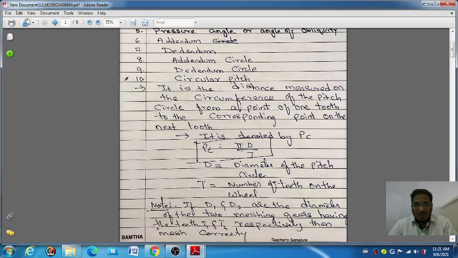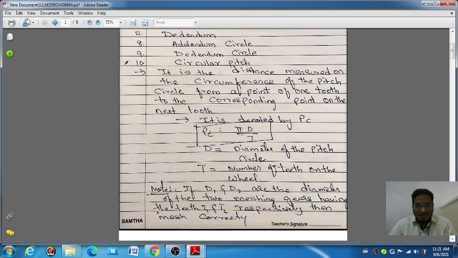The circular pitch is denoted by PC is equal to pi D by T. D is the diameter of the pitch circle and T is the number of teeth on the wheel. How many teeth will be there? The total number of teeth we have to consider in the circular pitch.